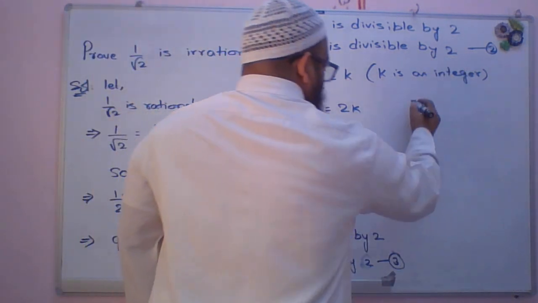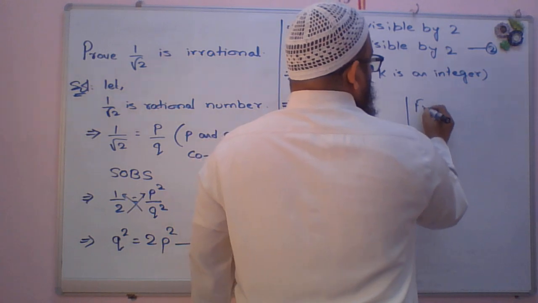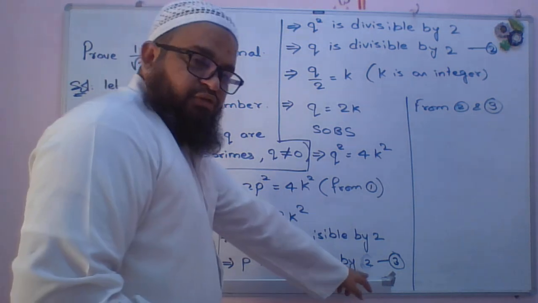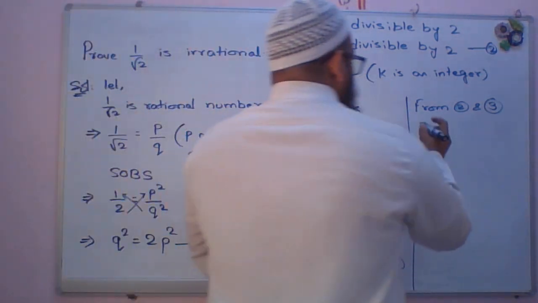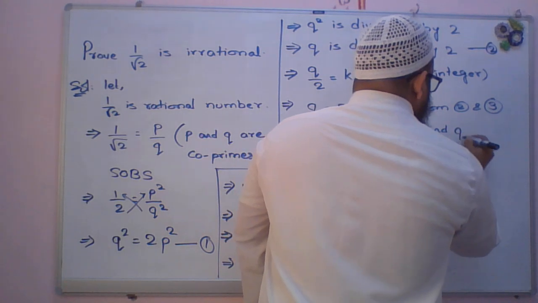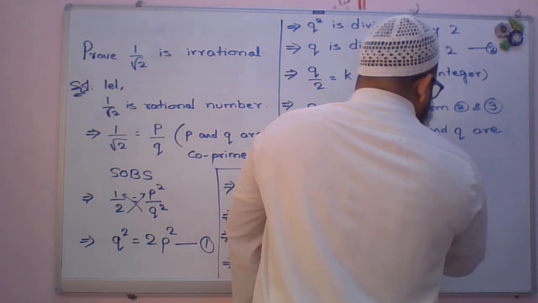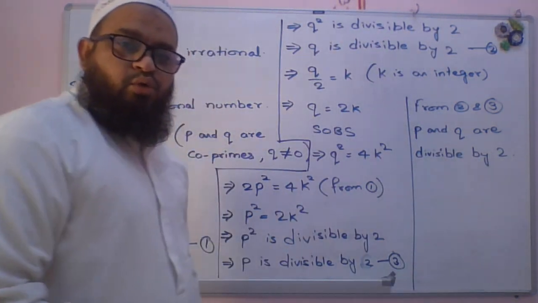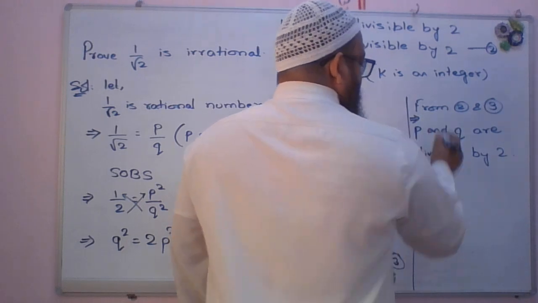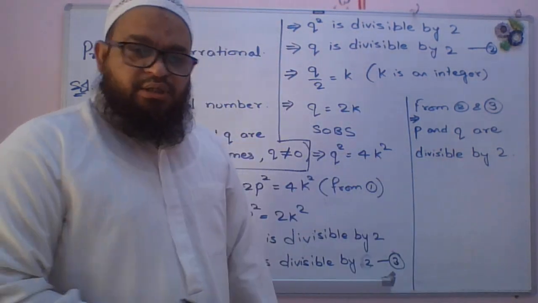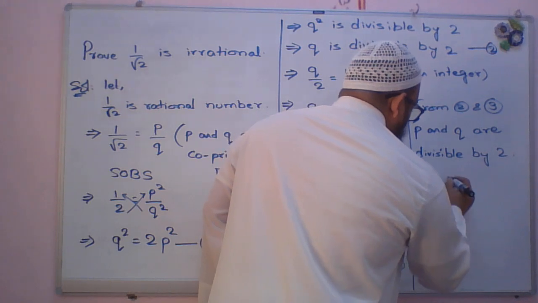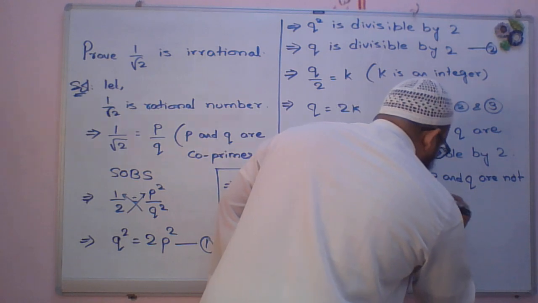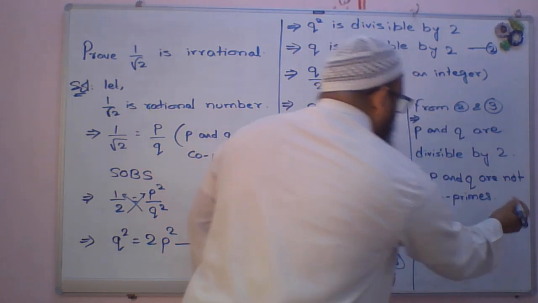So from second and third statement, p is divisible by 2 and q is also divisible by 2. That means p and q are divisible by 2. So if p and q are divisible by 2, that means what? They are not co-primes because they have the same number which divides. So that implies p and q are not co-primes. So they are not co-primes.